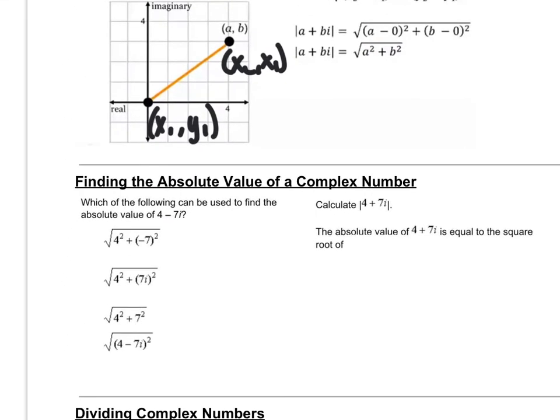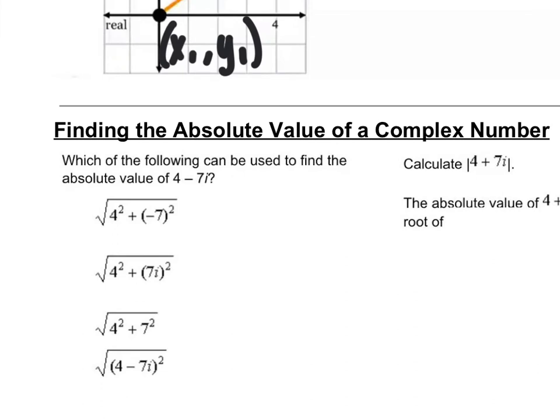So, if we were to ask, which of the following can be used to find the absolute value of 4 minus 7i? What we would do is simply take these numbers, whichever one you've got, 4 squared, and even if this number is negative, we still want to include that here.